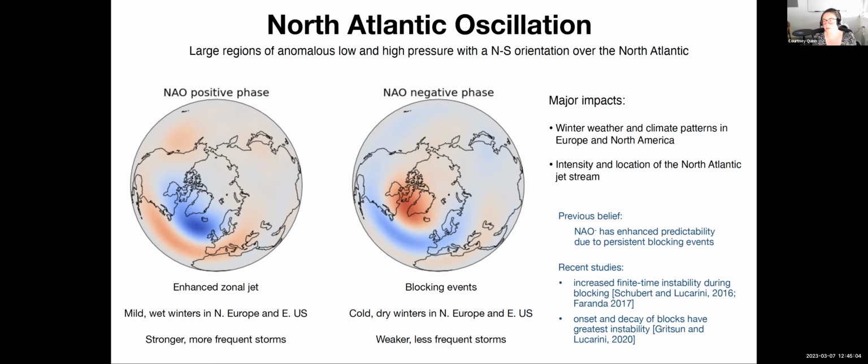The previous belief was that your NAO-, your negative NAO, should have enhanced predictability, due to the fact that it has persistent blocking events. The idea was, if it's a block, then not much is going on, so there's not going to be much growth of anything, and it should be predictable for the next few days. But recent studies have actually shown that there is increased finite-time instability during blocking events, and that the onset and decay of blocks actually have the greatest instability overall. So maybe they're not the most predictable, if there's all this instability associated with them.